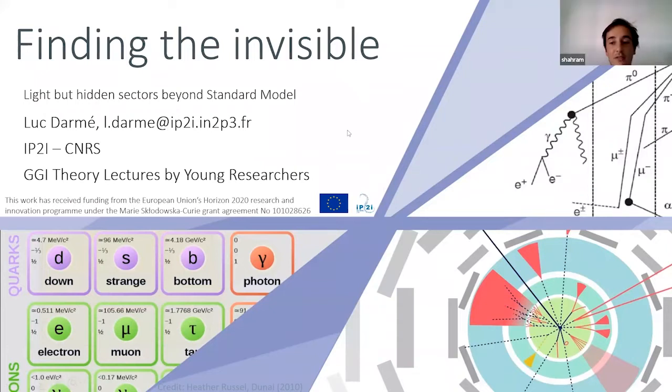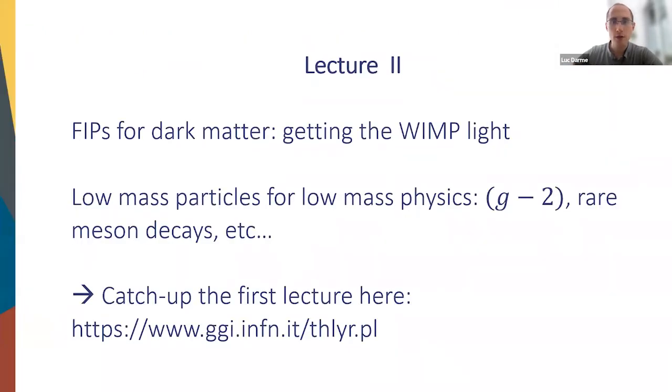Yes, perfectly. So this is the second lecture we're going to have about trying to find the invisible, meaning studying light but hidden sectors beyond the standard model. In the first lecture, we went through a bit of the theoretical tools that we can use to describe these types of objects and how we can apply them to derive some constraints from collider physics.